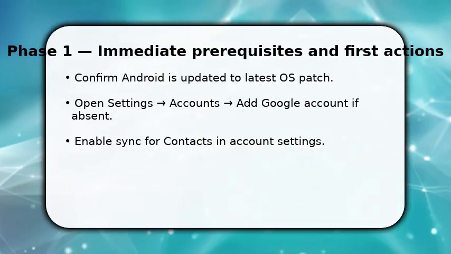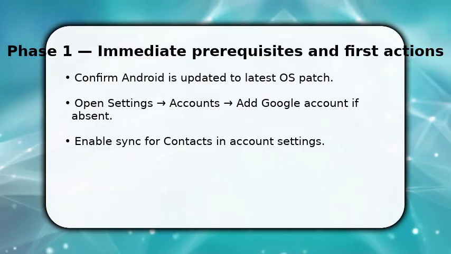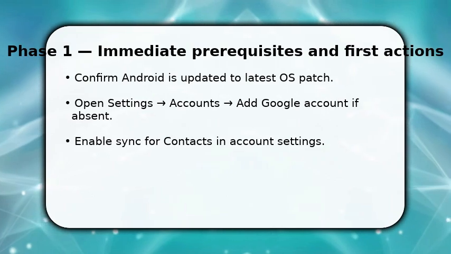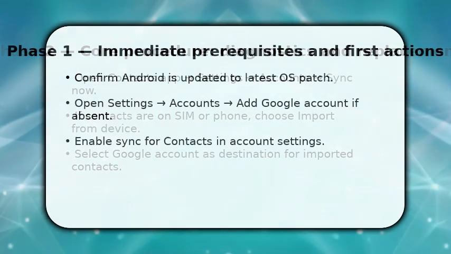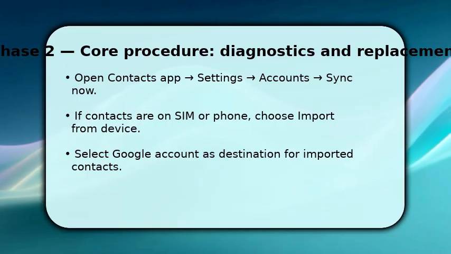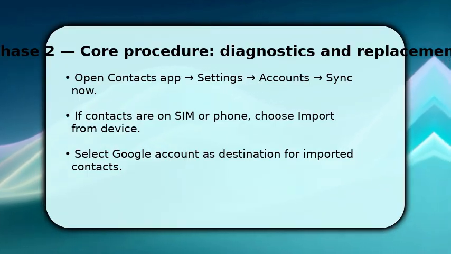Also check battery saver is off, otherwise background sync may be paused. This first step ensures the phone can reach Google and pull the contact data. Now open your Contacts app and use the Settings menu to access accounts, select your Google account, and tap Sync now to pull cloud contacts.